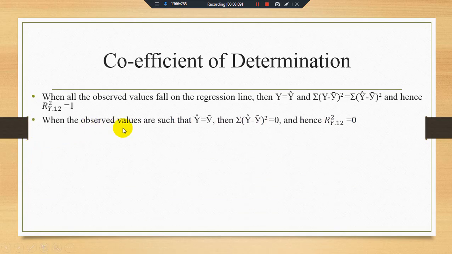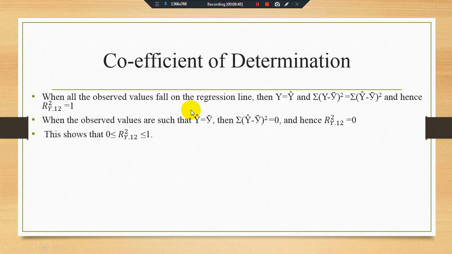Okay, when our estimated values y hat is equal to y bar, then y hat minus y bar, our explained variation, is equal to 0. So keep it in mind, when our estimated regression line is equal to our mean value, then our explained variation is equal to 0. Hence r square is equal to 0. So this means our independent variables are unable to explain any variability in our dependent variable.